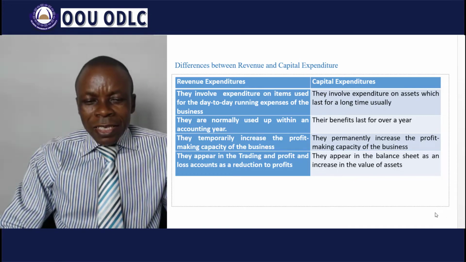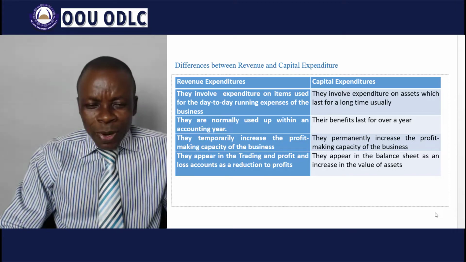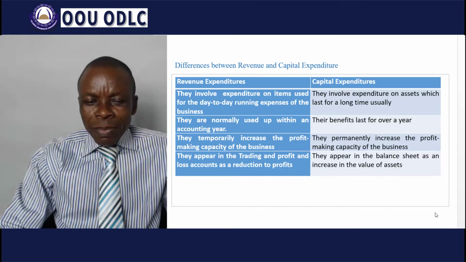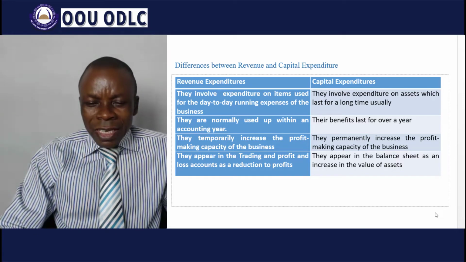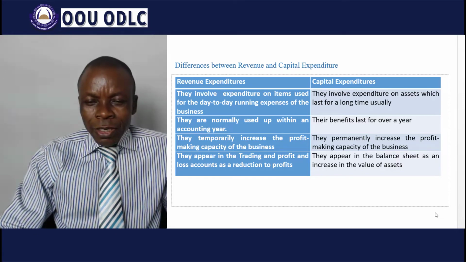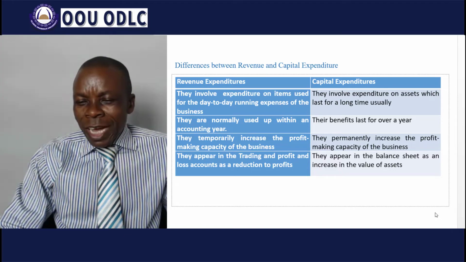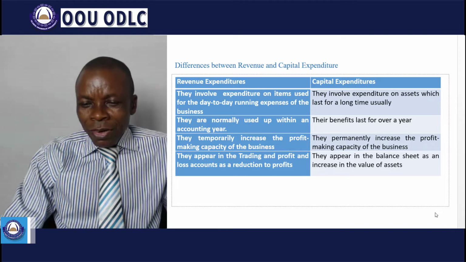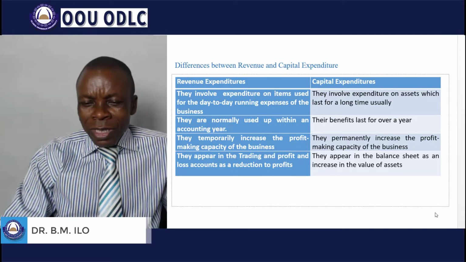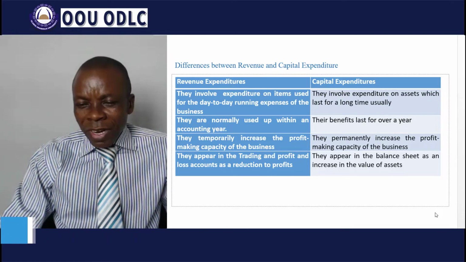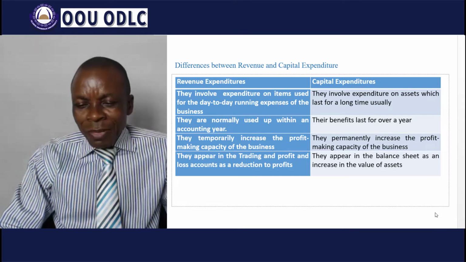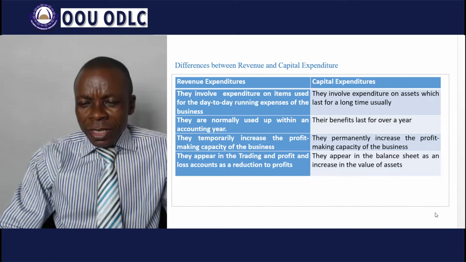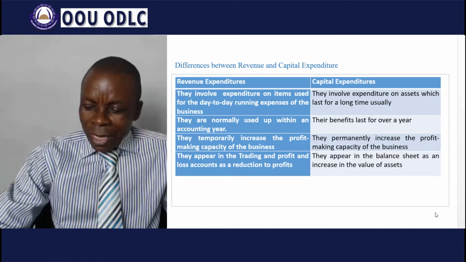So that's it. Another point is that revenue expenditure appears in the trading and profit and loss accounts and usually leads to a reduction in your profit. But capital expenditure doesn't appear in the trading profit and loss account, but rather appears on your balance sheet, and its goal in this case is to increase the value of assets. That is, the amount incurred on capital items increases the value of the assets.